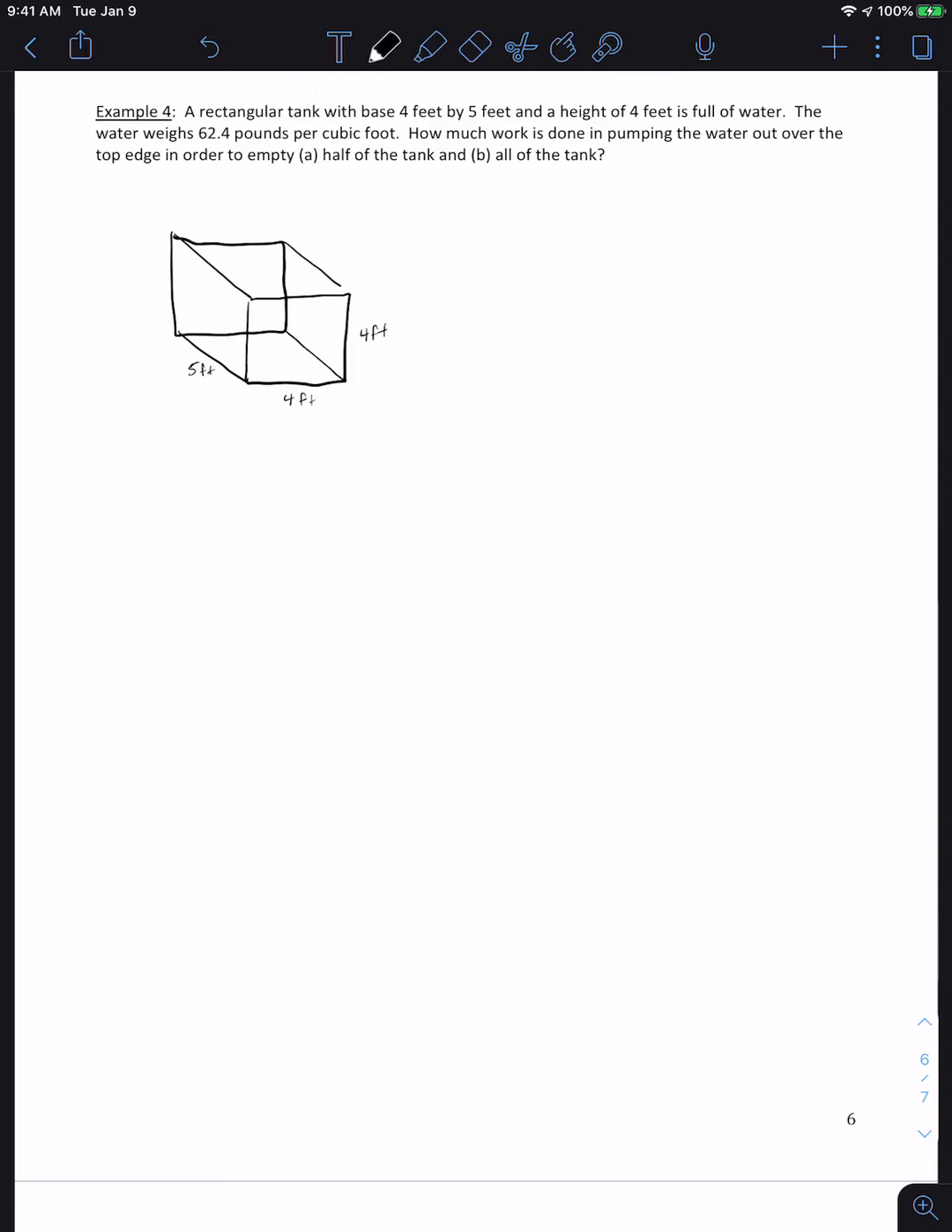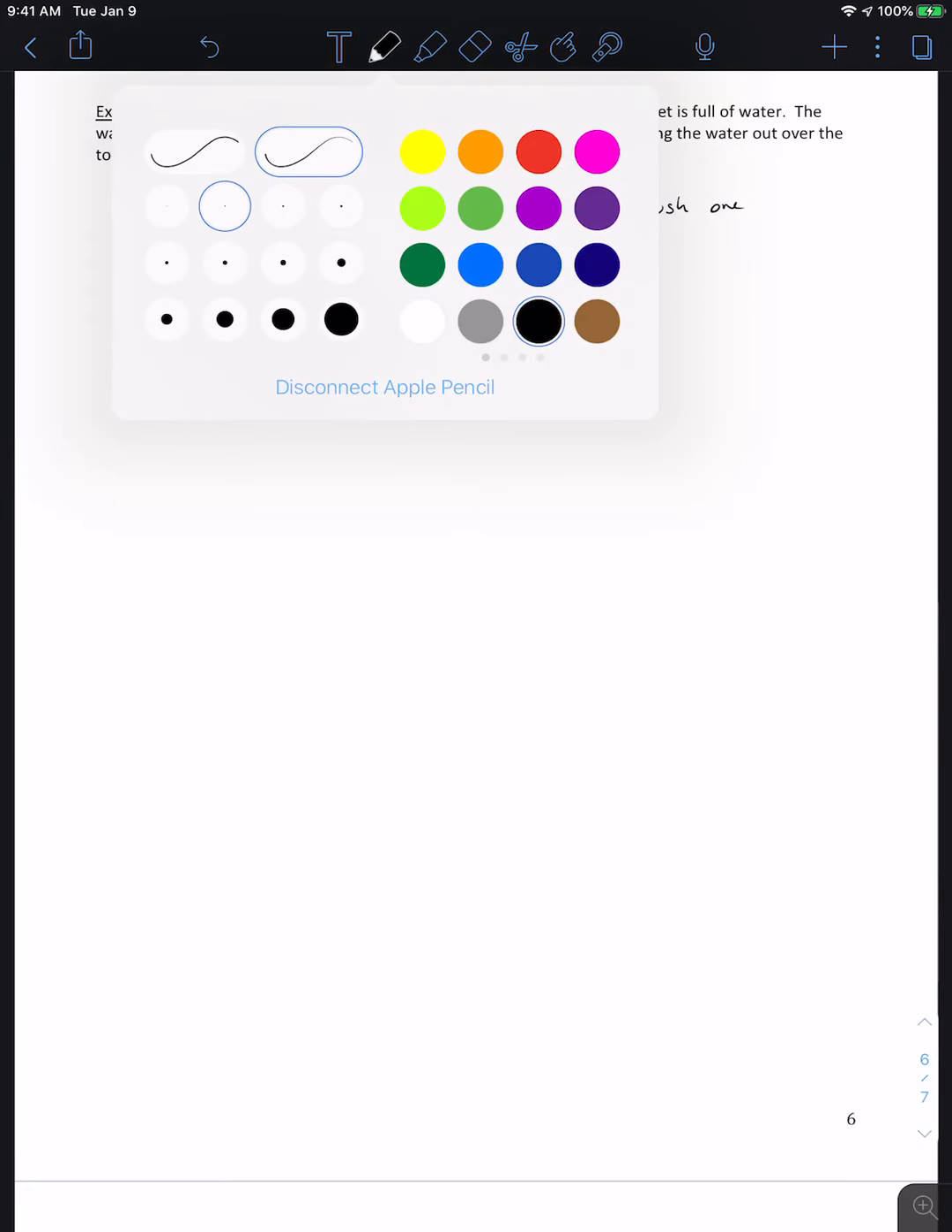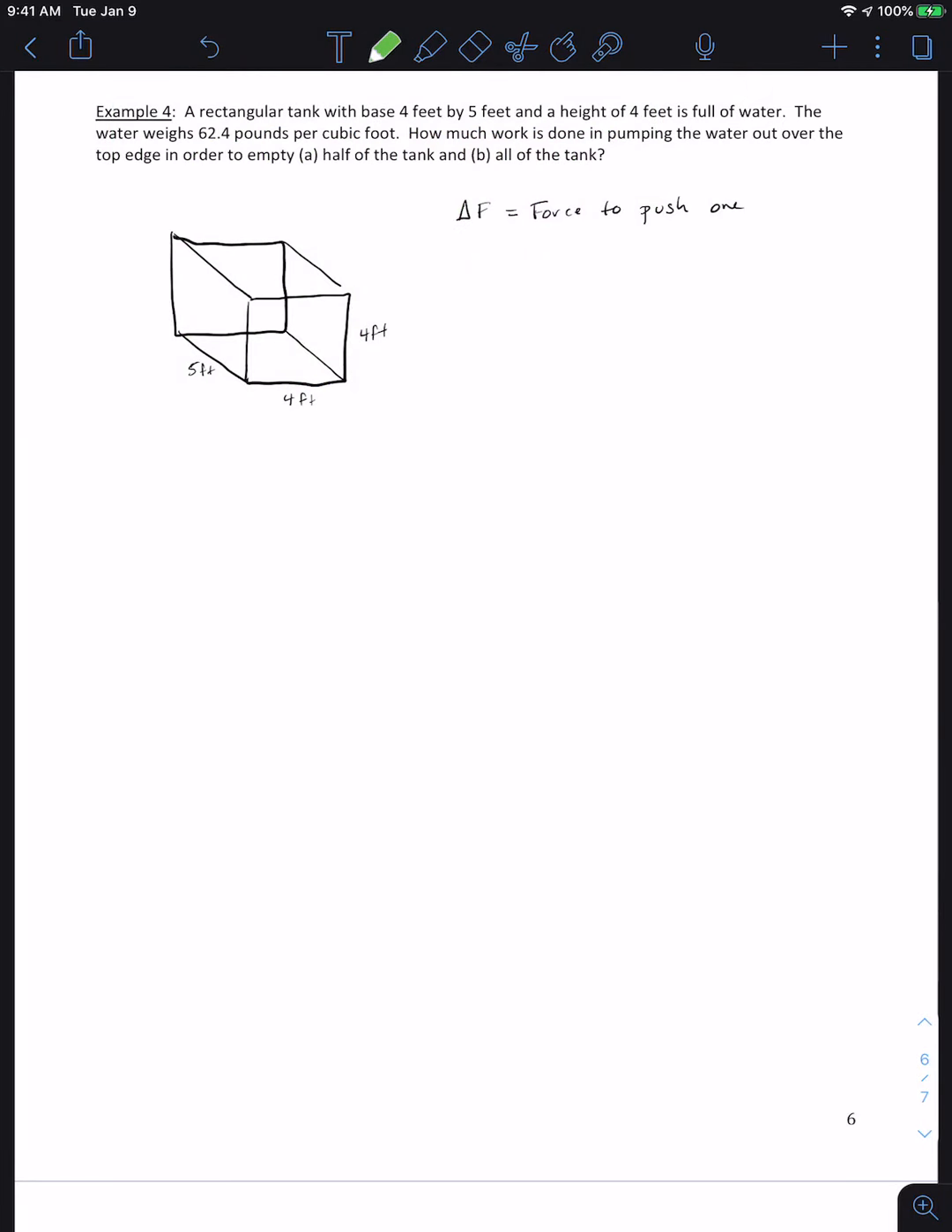So step 1 is going to be just like before. Well, actually, let's write out what our variables are. Delta F, remember, is the force to push one. Whoops! Before I hop into that, we should draw what our little cross sections are. In the last part, they were discs. Now they're just going to be little rectangular prisms. So here's what our little cross sections are.